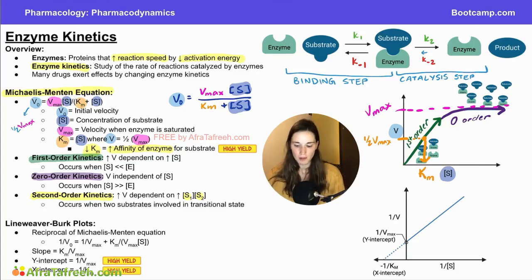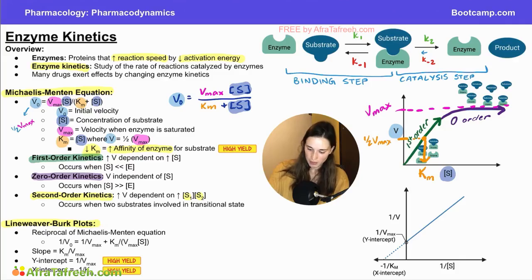Alright, the last thing I want to talk about in this video is Lineweaver-Burk plots. Lineweaver-Burk plots are the exact same thing as the Michaelis-Menten equation. All we've done is taken the reciprocal of it. And the point of this is you wind up with something that looks like a line instead of a curve, and it's easier to look at visually and easier to analyze statistically.